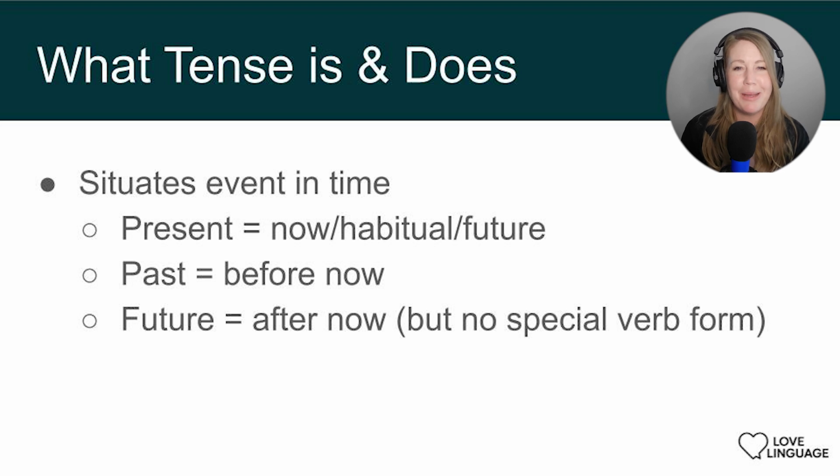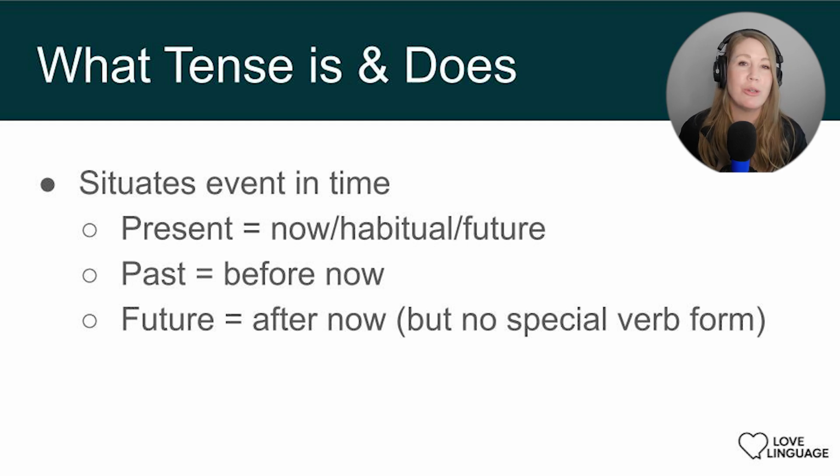Now, a quick reminder about tense itself. Tense is deictic. It shows time in relation to the moment of speaking, the now, in other words. So simply put, tense is about situating an event in time. Present tense shows what is happening now, what happens habitually, and sometimes what will happen soon. For example, she studies every day. That's habitual. Or I leave for France on Thursday, which has a future meaning. Past tense shows what happened before. So for example, they walked to school yesterday.